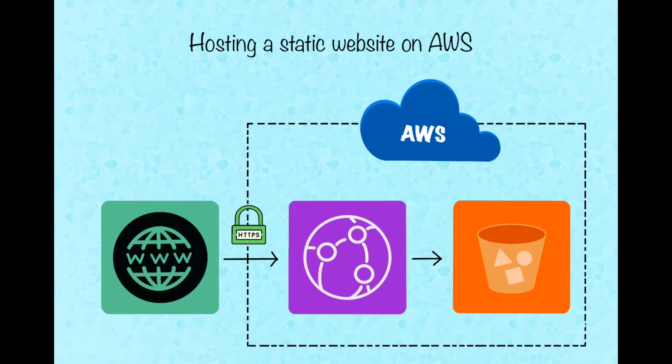Hey everyone, welcome back. In the last video, we explored secure hosting for a React single-page application on AWS with private S3 buckets. Today, we'll delve into a different scenario, using AWS S3 to host a static website with a public S3 bucket. So, let's get started.